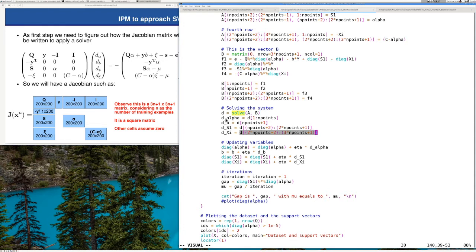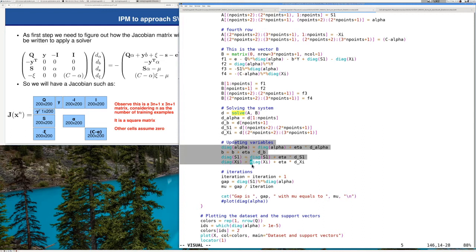Okay, so I just take all those values back, and now I decided to do something like this. I decided to change my diagonal matrix alpha, taking itself plus some eta times delta alpha, which was computed here by my solver, B in terms of eta times delta B, which is in here, diagonal matrix S in terms of eta times delta S1. Sorry for this one, guys. Can change later. And Xi, of course, plus eta delta Xi, which is in here.